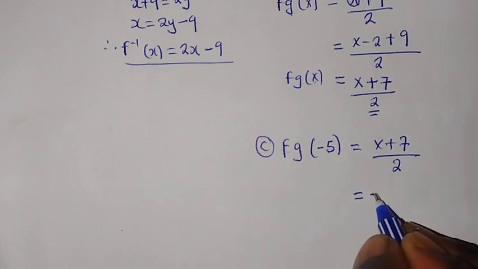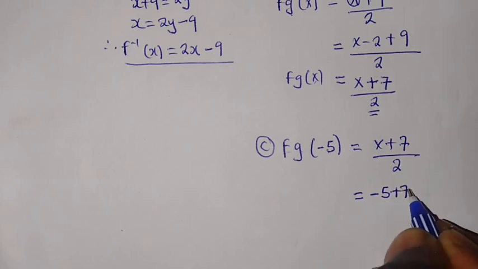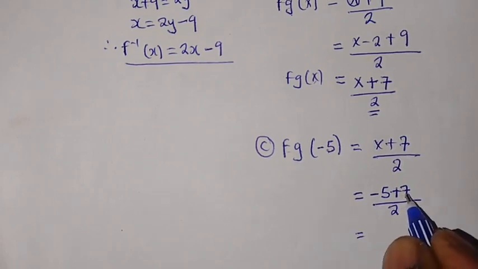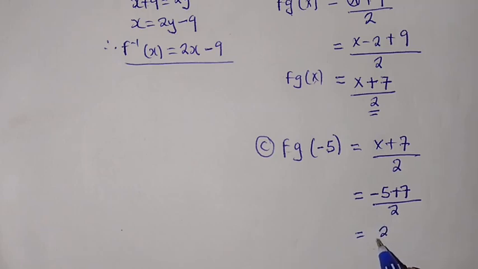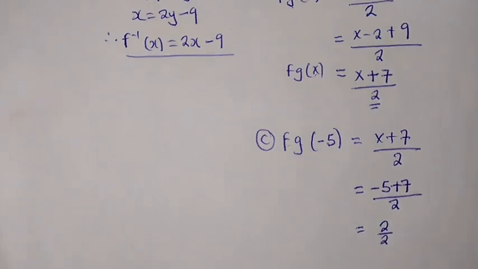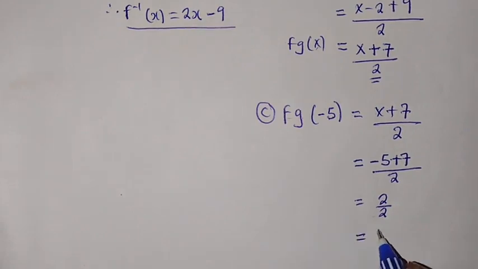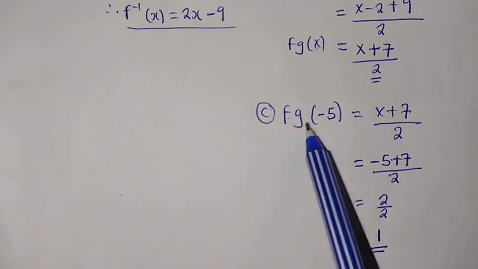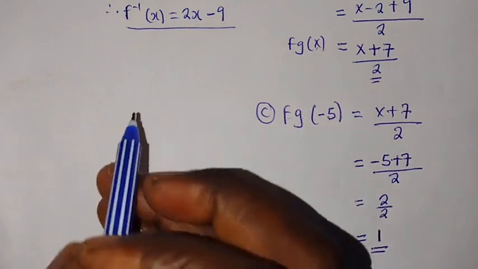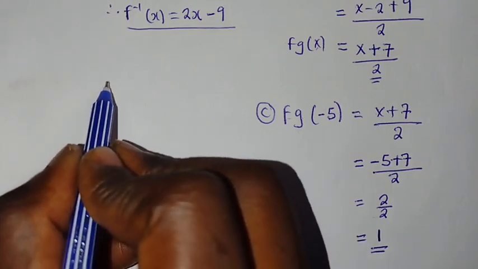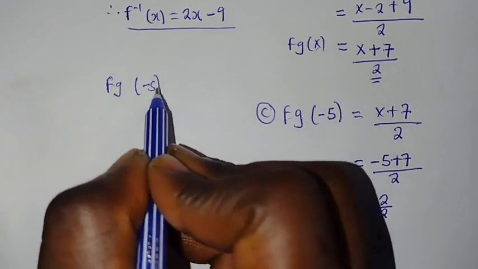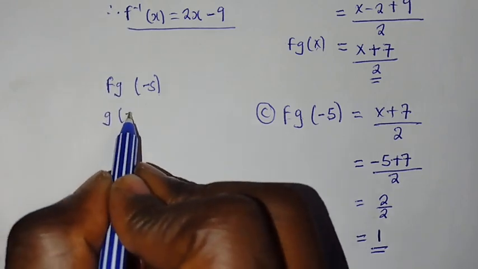So I'm just going to write (-5 + 7)/2. Negative 5 plus 7 gives us 2 over 2, and the final answer is 1. Now, in case you don't want to use this method to find fg(-5), there is another method that you can use. Since you have fg(-5), first find g(-5).